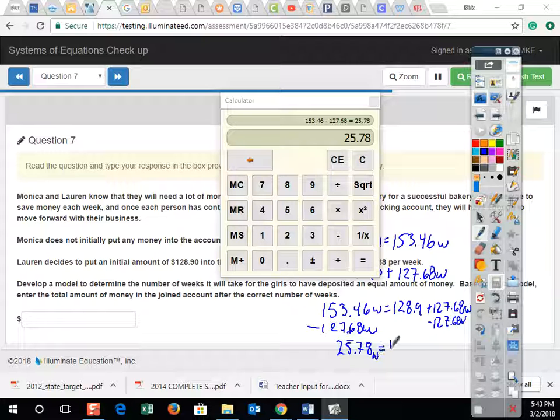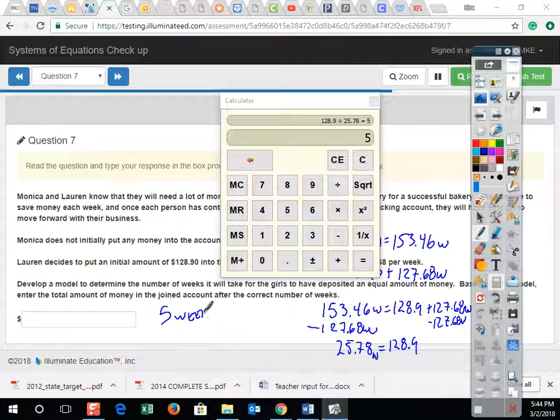And so we want to know when that's going to equal 128.9. So 128.9 divided by 25.78, and that's 5 weeks. All right. So then, based on the model, enter the total amount of money in the joint account after the correct number of weeks. So we know it's going to be 5 weeks.